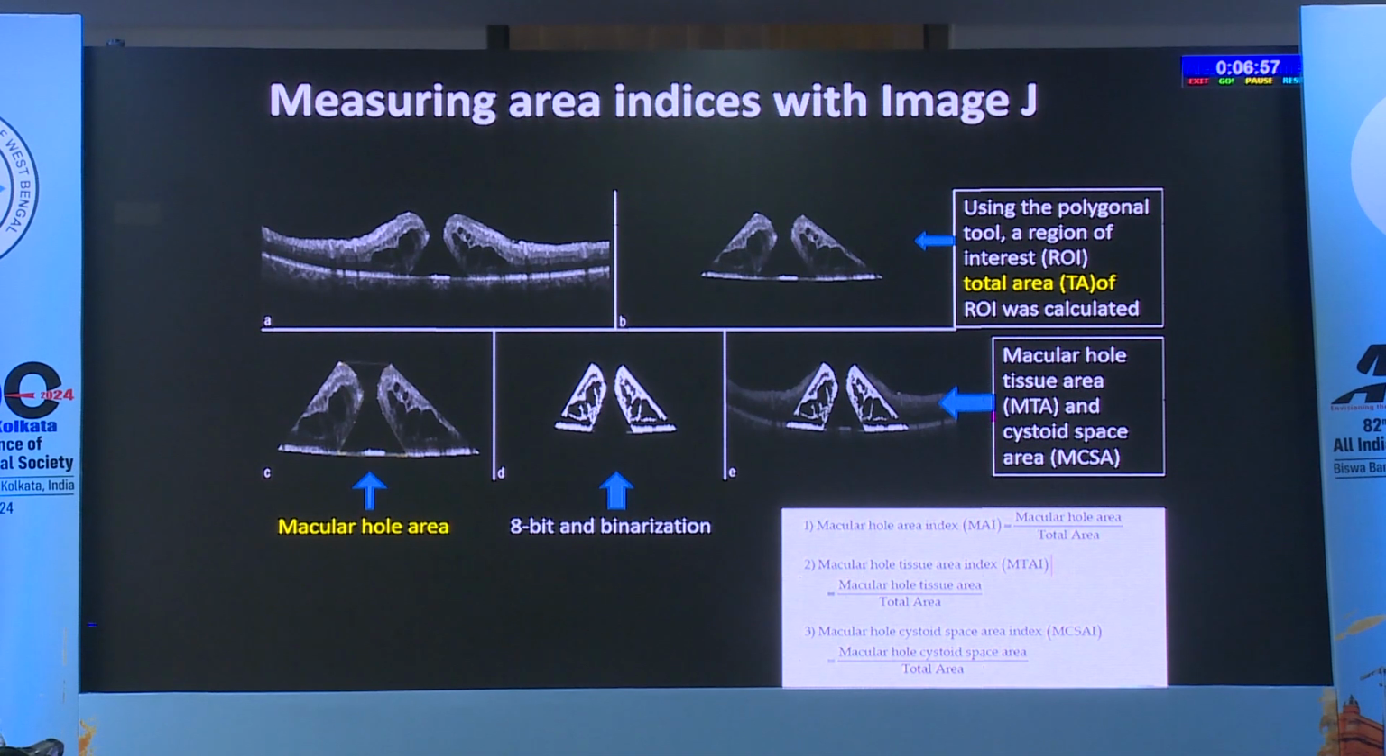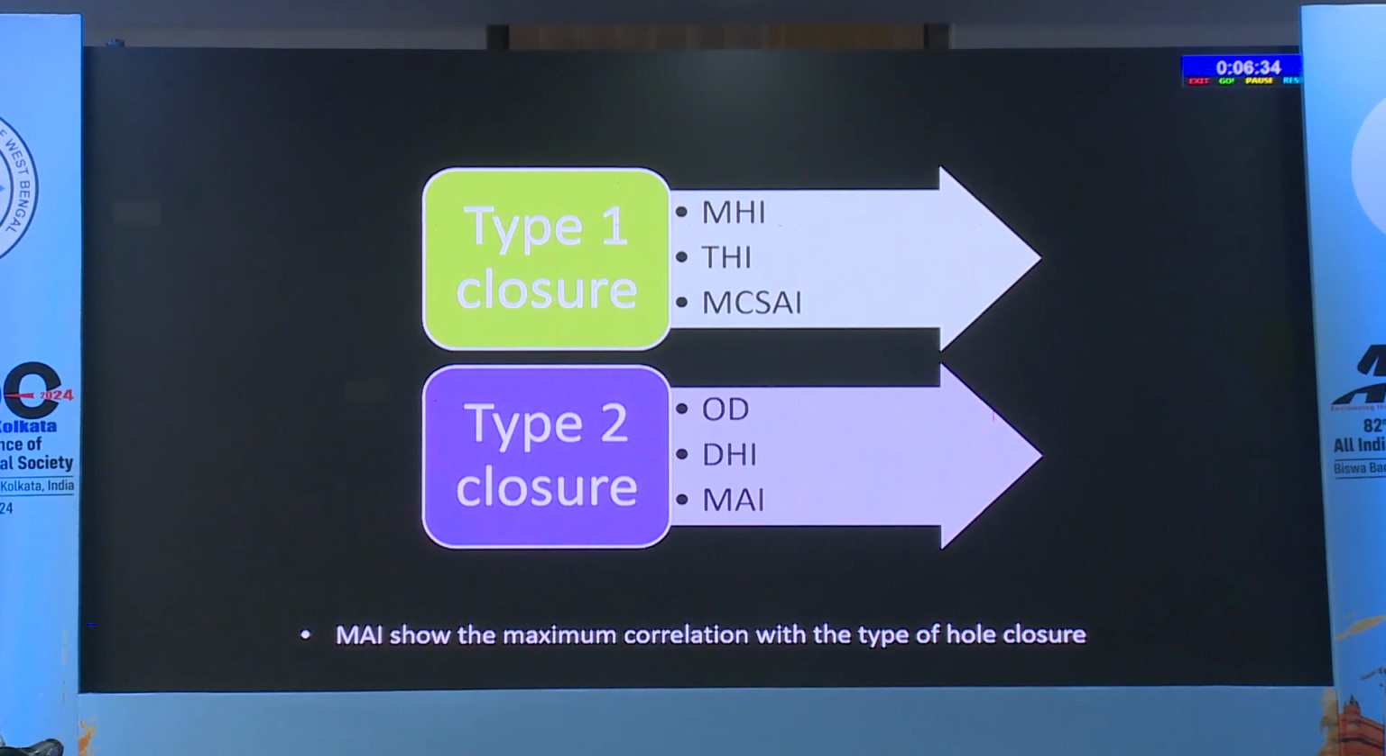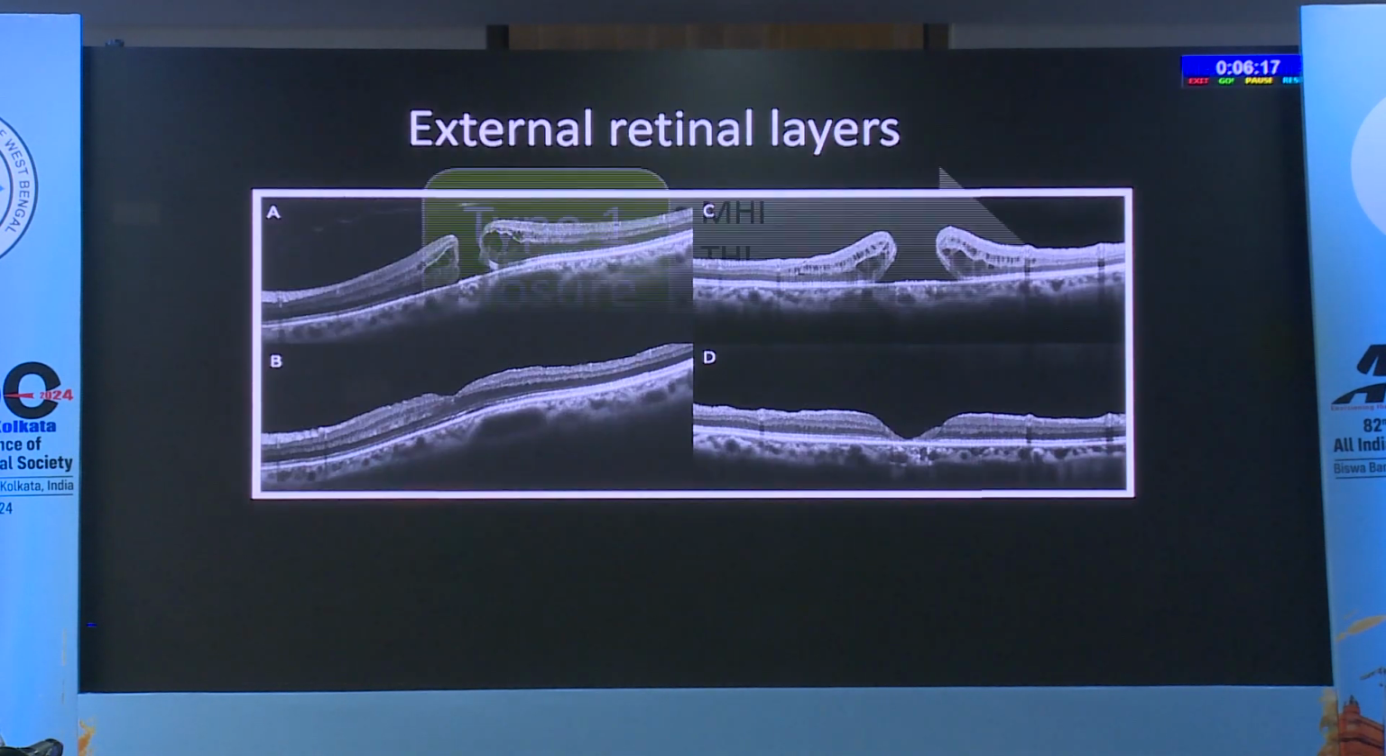Similarly, in macular hole imaging, if you incorporate an image software, we can calculate something known as total area. This is the total area and this is the macular tissue area. And you can even calculate the cystoid area. Based on that, certain indices can be calculated like the macular hole total area index, macular area index, and the cystoid space area index, which have a prognostic value. Some indices help in detecting type 1 closure and some type 2 closure. The macular hole indices, tractional hole index, and macular cystoid space area index correlate very well with type 1 closure. The opening diameter hole index and the macular area associated indices help in prognostication of type 2 closure.